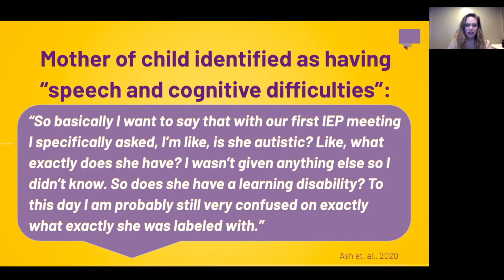So basically, I want to say that with our first IEP meeting, I specifically asked, is she autistic? Like, what exactly does she have? I wasn't given anything else, so I didn't know. So does she have a learning disability? To this day, I am probably still very confused on what exactly she was labeled with.